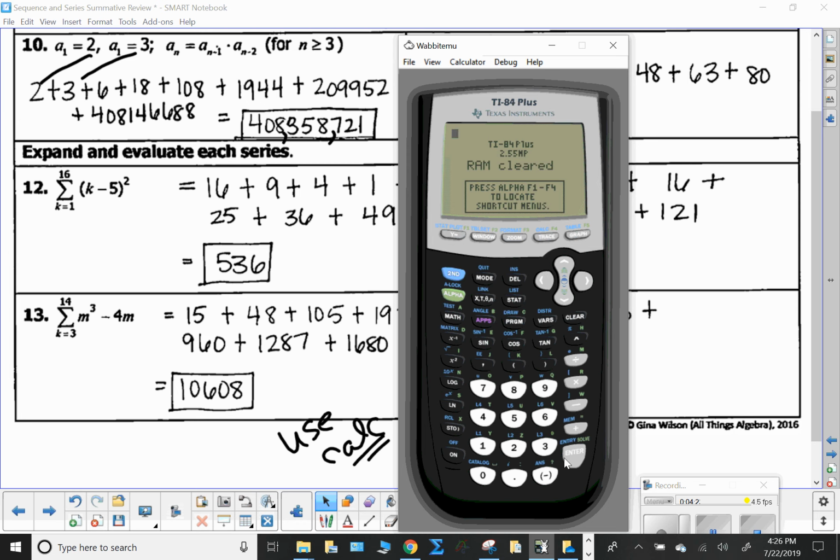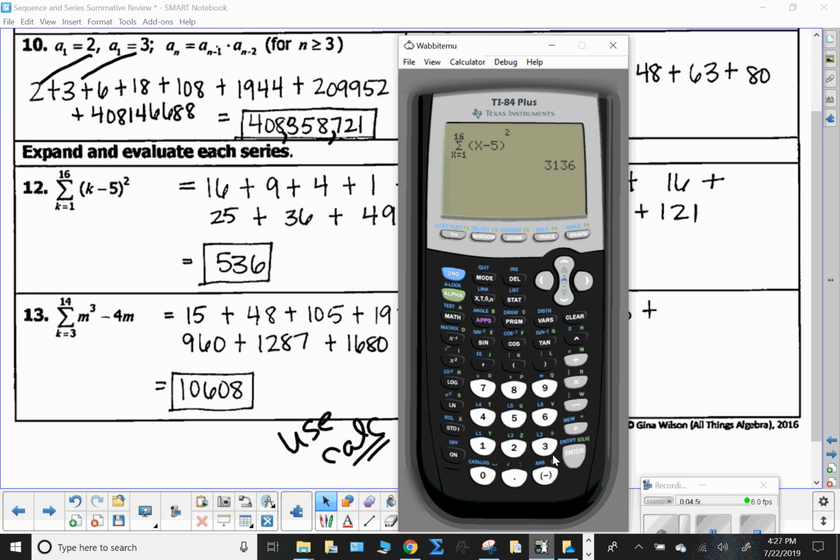Okay. So here we're going to go to math, and then we're going to go all the way down to 0, which is summation. This says k equals 1. Well, we're just going to use x. So x equals 1. We're going to up arrow and say to do the first term through the 16th term. And the way you're going to do this is you're going to do x minus 5, come on the outside, and then tell it that it's squared. You press enter, and voila.